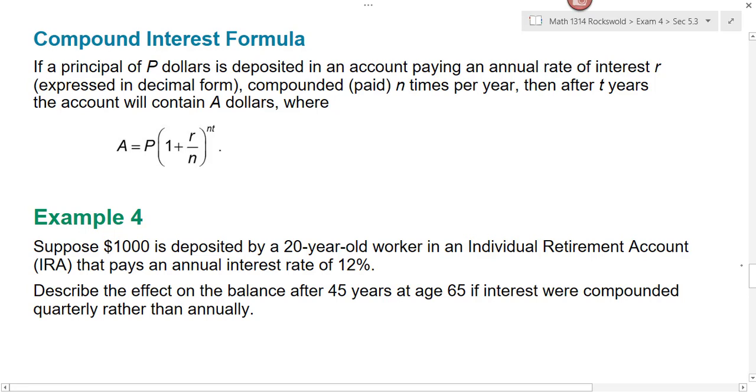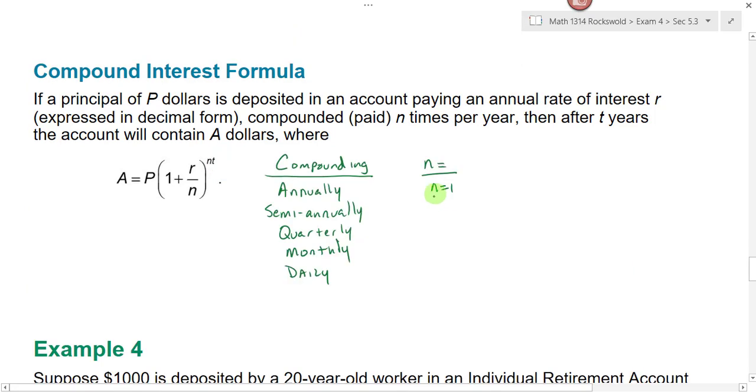If a principal of P dollars is deposited into an account paying an annual rate of interest R expressed in decimal form, compounded or paid N times per year, then after T years the account will contain A dollars, where A is equal to the principal times the quantity 1 plus R divided by N raised to a power of NT. So if we're compounding annually, N is equal to 1.